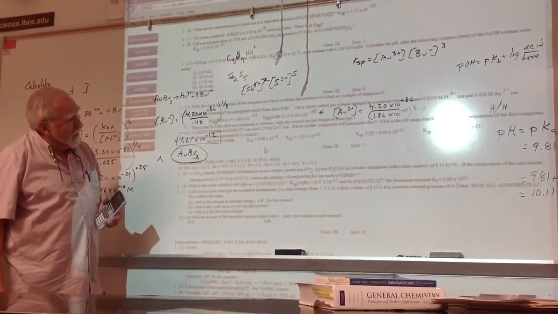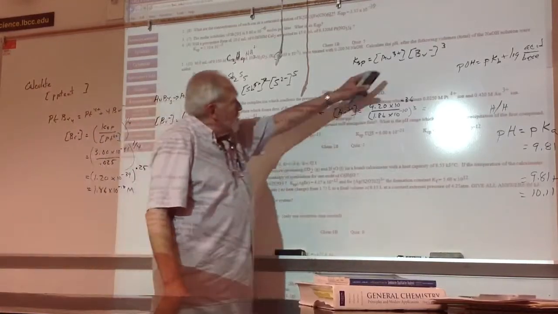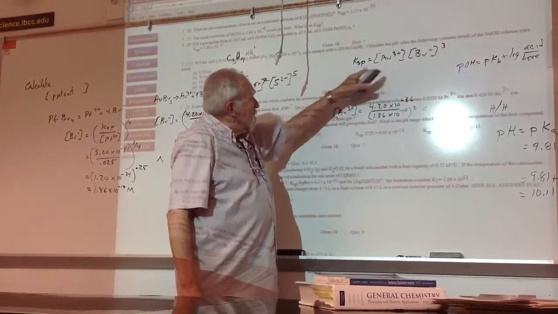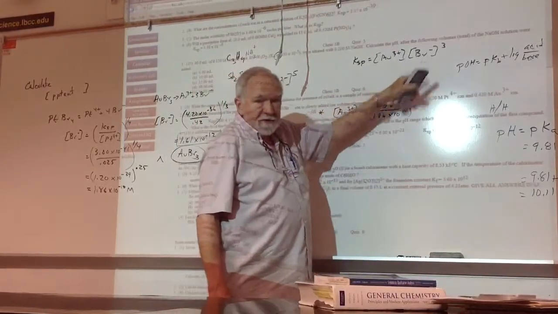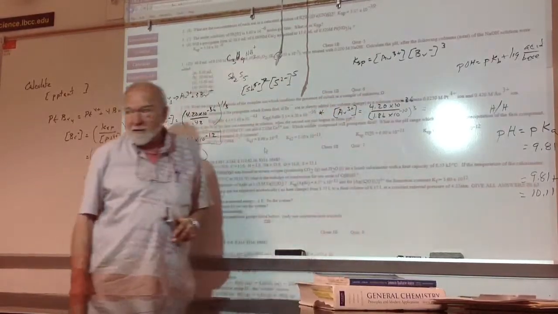And somebody said, shouldn't I take the cube root? But I'm solving for this. If I solve for this, I'm dividing KSP by what? The bromide concentration number here is cubed, not the cube root.